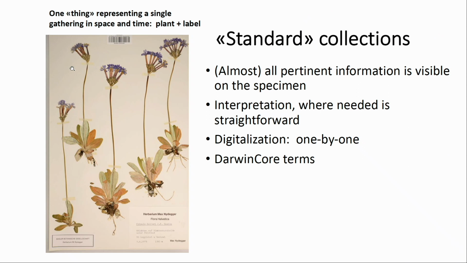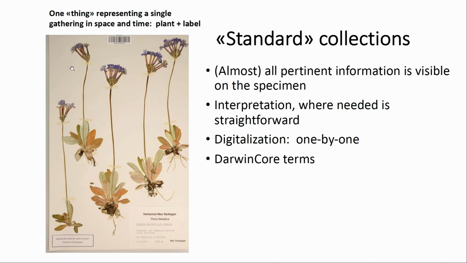If there's interpretation necessary, as Holger pointed out, it's fairly straightforward. And that also means that the digitalization process is sort of a one-by-one step. You do one specimen, then you do the next, and the third. And you can do them in any order and in any sort of set.